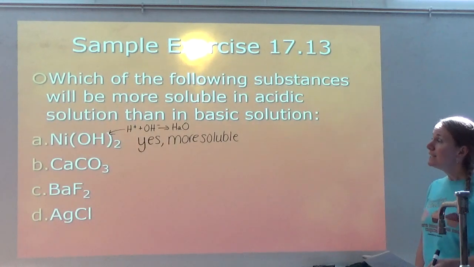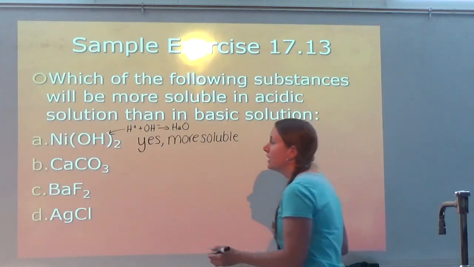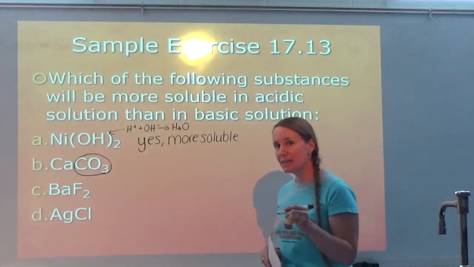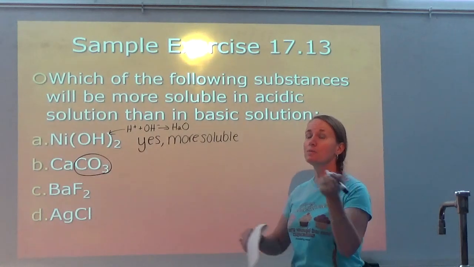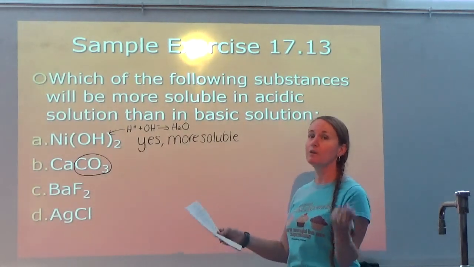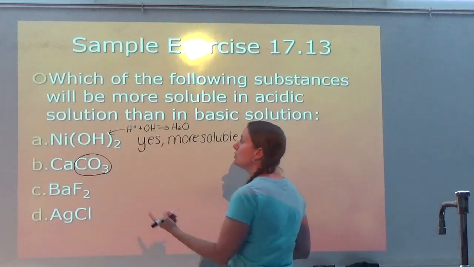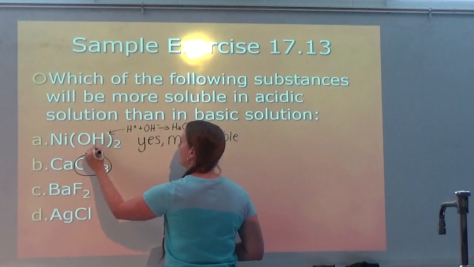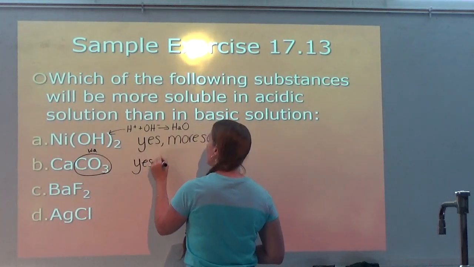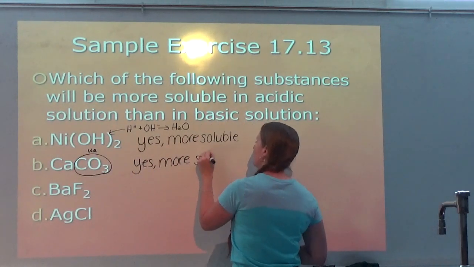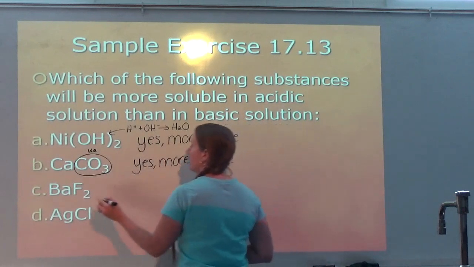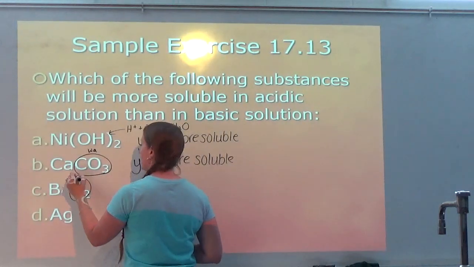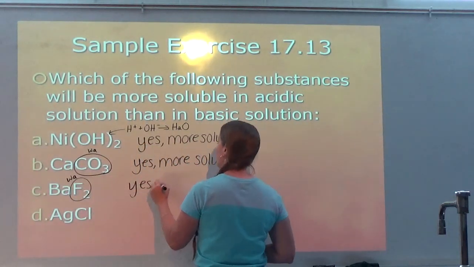All right, so now let's look at part B, C, and D. So CO3 is not from a strong acid, it's from a weak acid. It comes from carbonic acid originally, but then it would be HCO3 negative to make this, but either way, it's not a strong acid. This comes from a weak acid, so yes, it would also be more soluble. F comes from HF, which is also a weak acid. So yes, it would be more soluble.